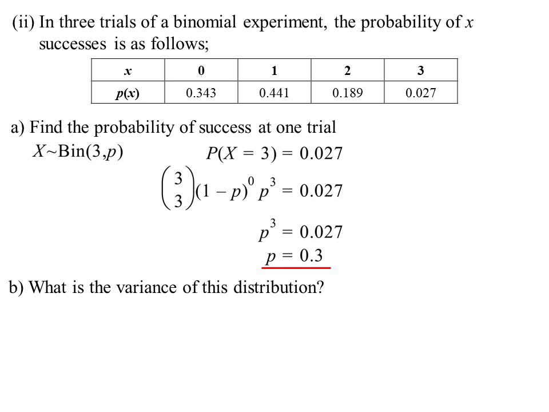So what is the variance? Well, that's n times p times q, for want of a better word there. Success times failure. So 3 times 0.3 times 0.7, 0.63.